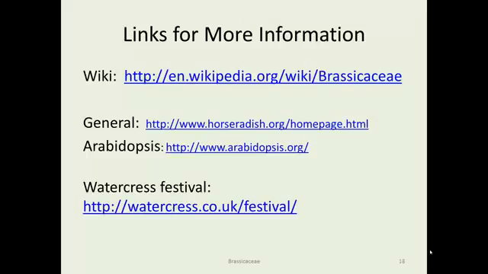Little links for more information. Of course, there's Wikipedia. There's the horseradish homepage. Arabidopsis, as I said, there's numerous Arabidopsis pages. And if you want an excuse to travel to the UK, there's a watercress festival every spring over in the Anglia area. So put that on your bucket list. That's the Brassicaceae.